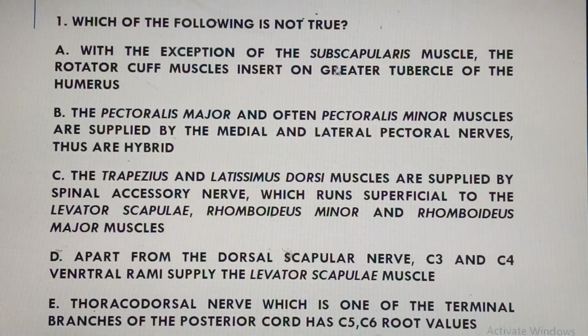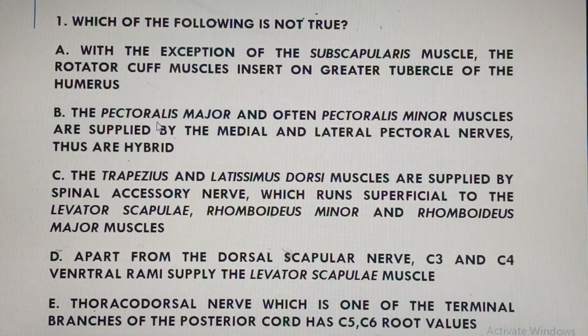Yeah, there's only a single facet, which of course the subscapularis will be inserting on, what we call the lesser tubercle. So this option A is indeed true. Now option B says the pectoralis major and often pectoralis minor muscles are supplied by the medial and lateral pectoral nerves. That's a hybrid. Yeah, that's a very true statement.